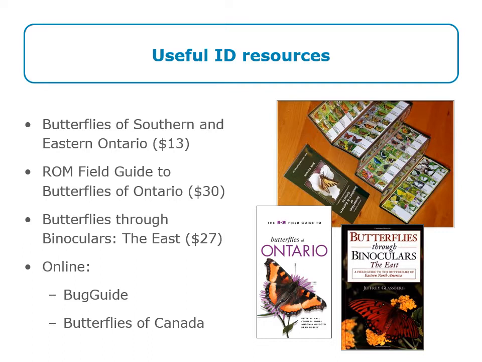If you're looking for online guides, which are free, the website Bug Guide is really great. It gives you all sorts of identification tips and details about the biology of species. And then there's also Butterflies of Canada. Now, we have provided links and information about all of these resources in a page that is part of your registration package and that you can also find on our website. And I'll go through later how you can actually get to that part of our website and find that information.